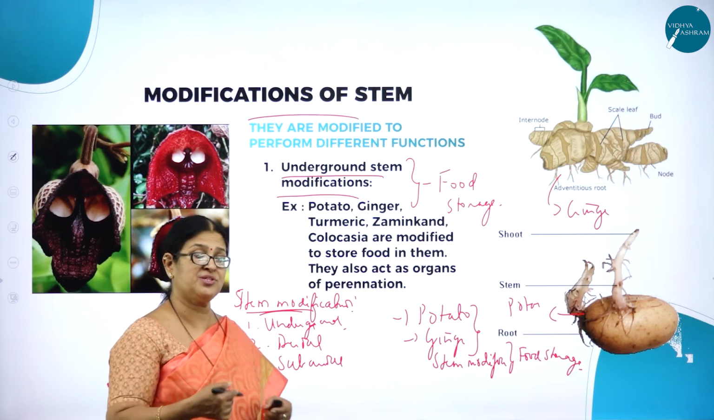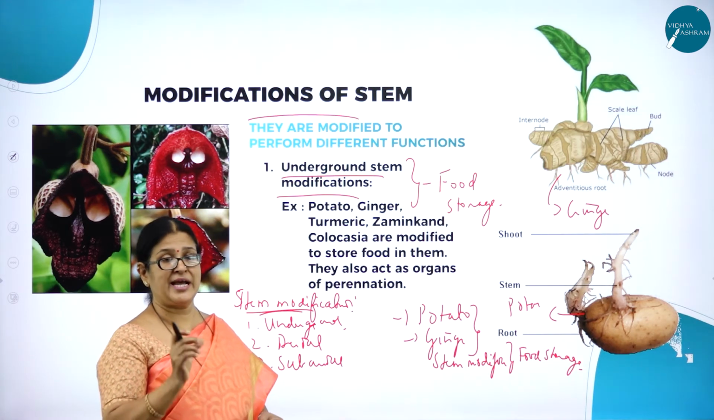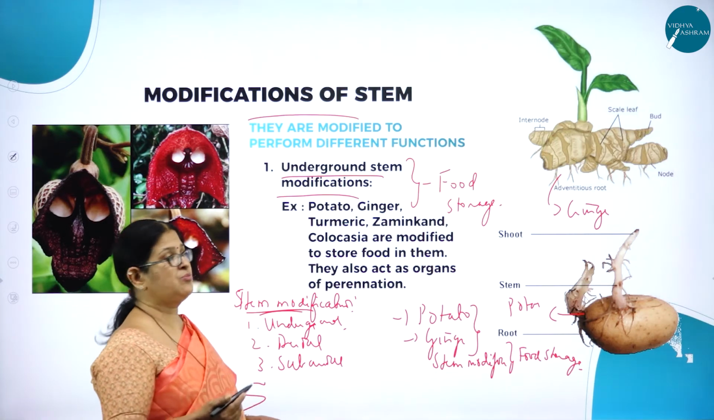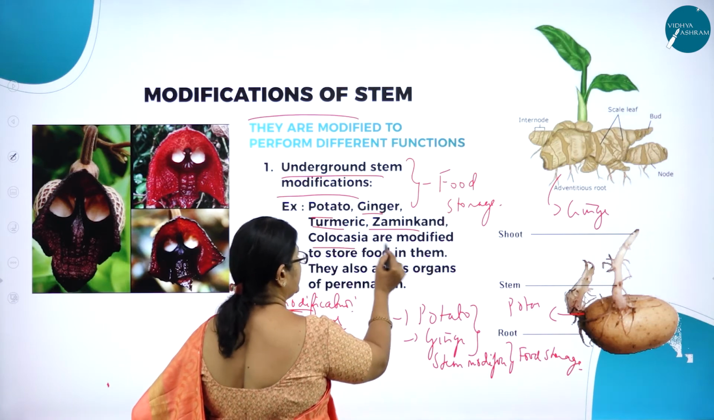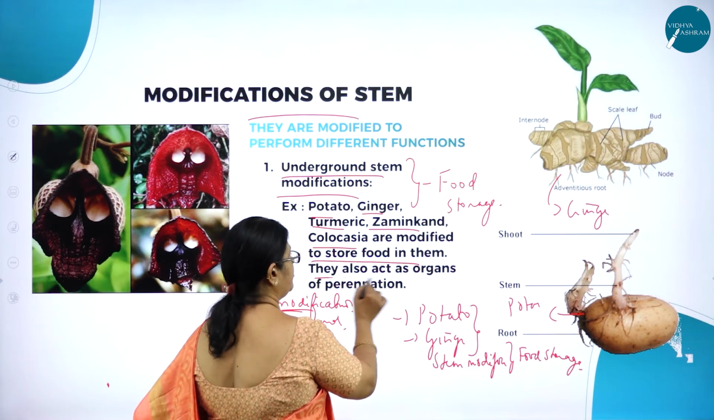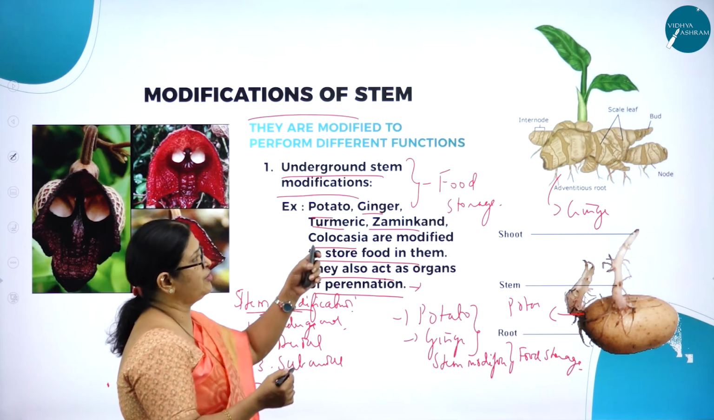So potato is used as a binding agent, right? Because it is a starchy food and it acts as a binding material. For example, potato, ginger, turmeric, Jamaican, colocasia, they are all modified for food storage, and they also act as organs of perennation.